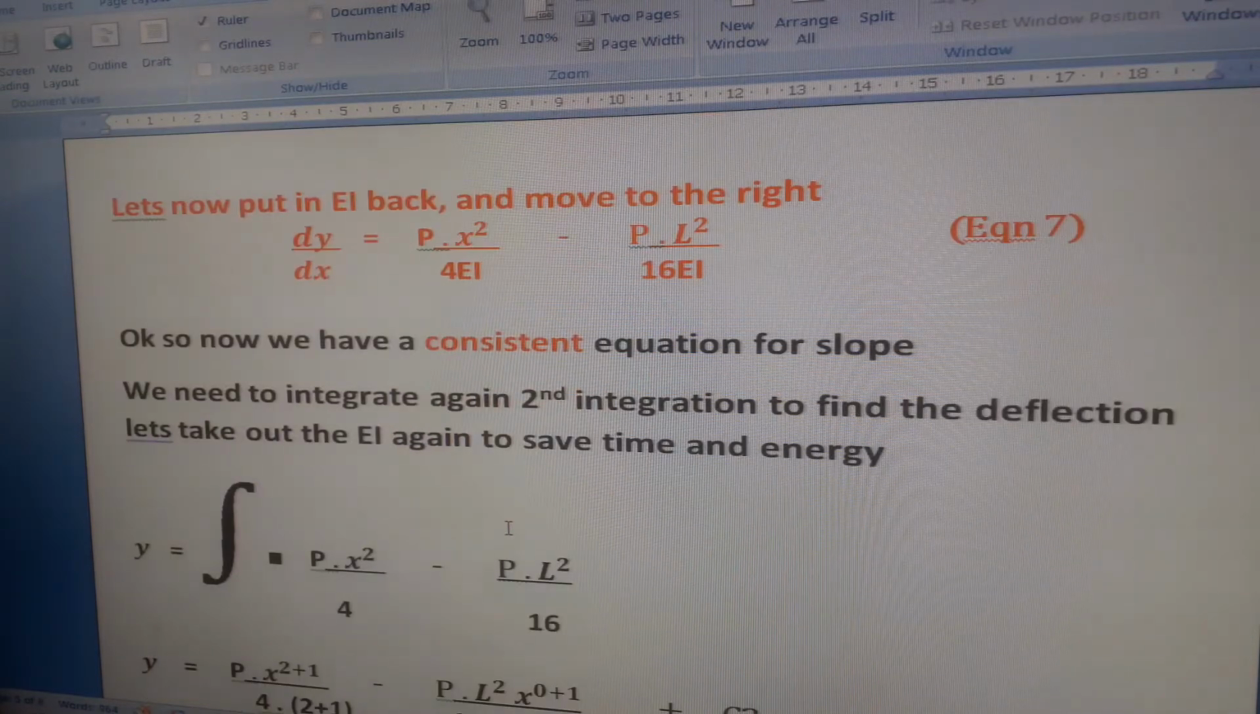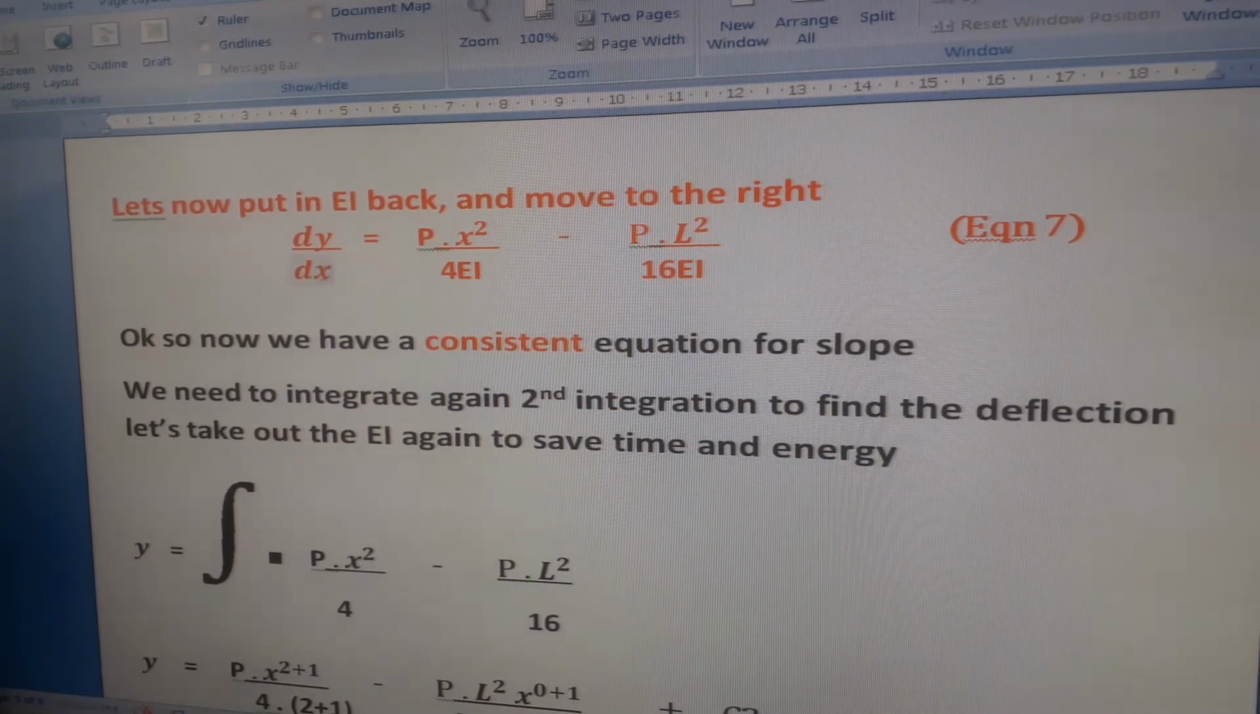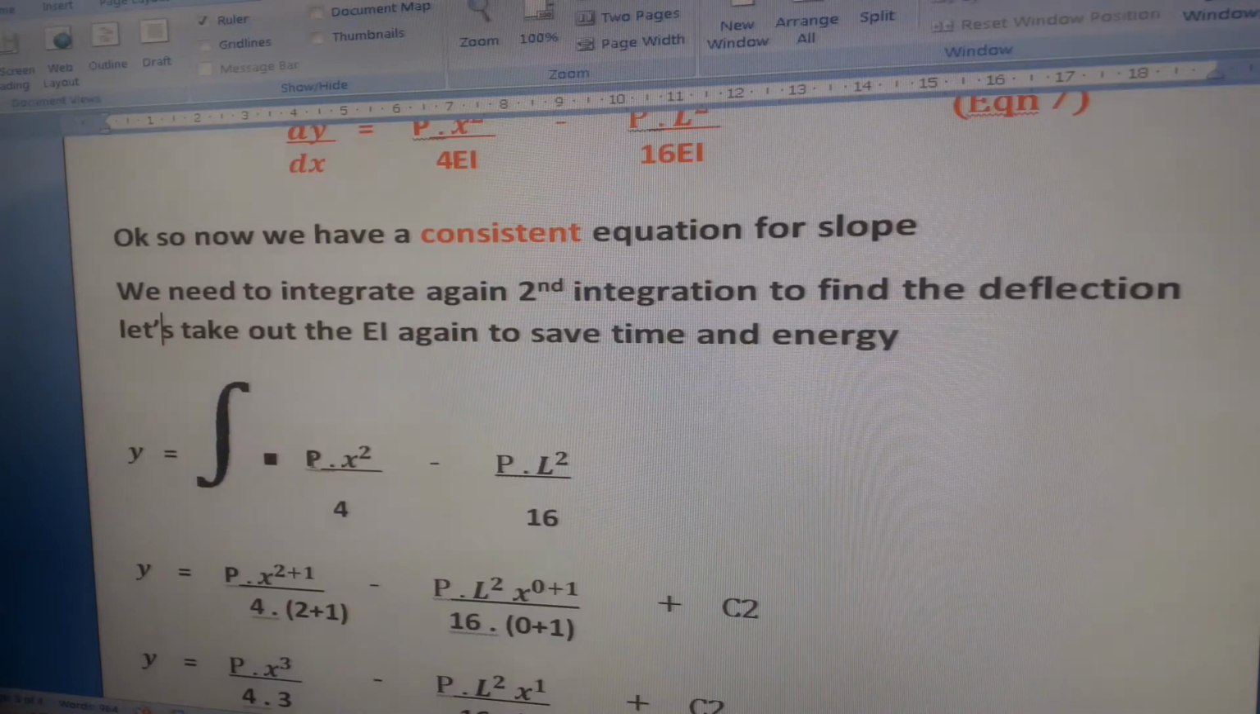We need to integrate again. So now that we've got the slope, we need to integrate again, second integration, to find the deflection. Let's take out EI again to save time and energy. So now we've got dy over dx, now we want to find y. So y is equal to the integral of dy over dx, which equals the integral of Px squared over 4 minus PL squared over 16.